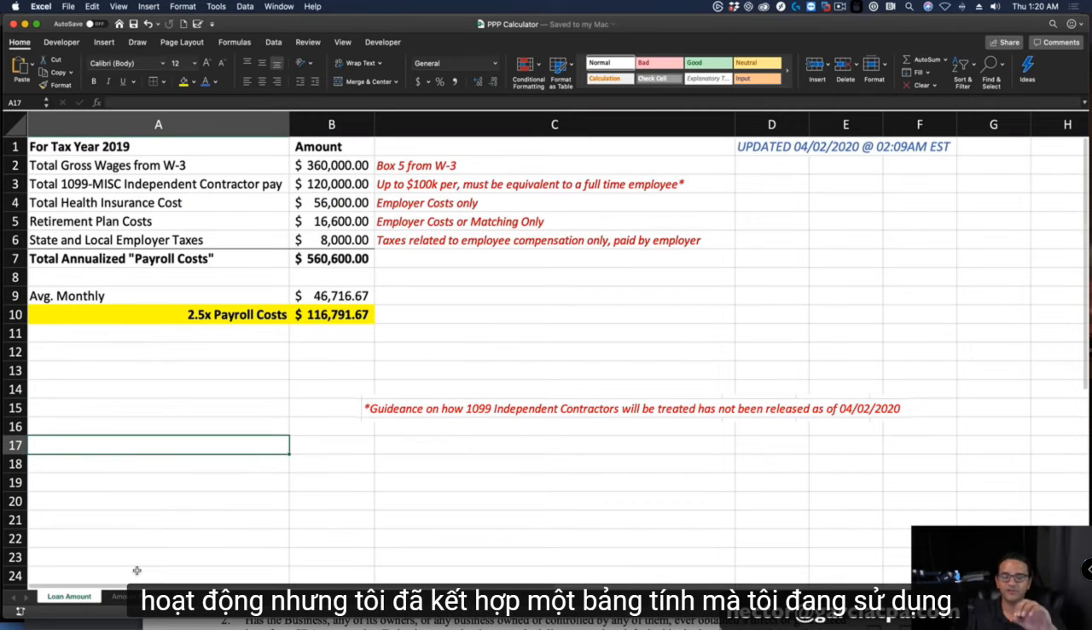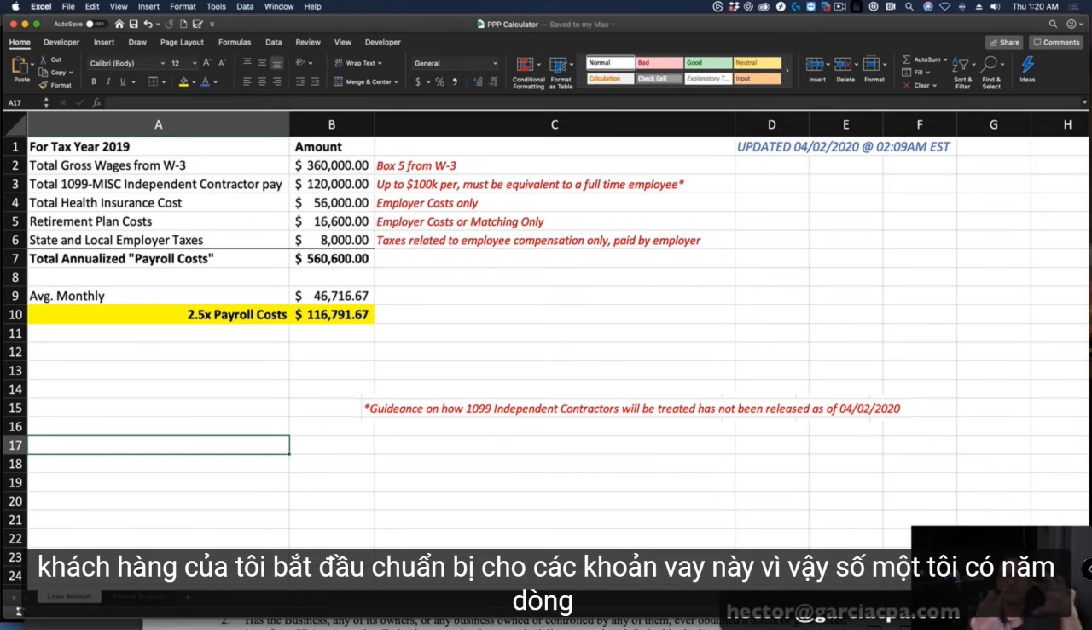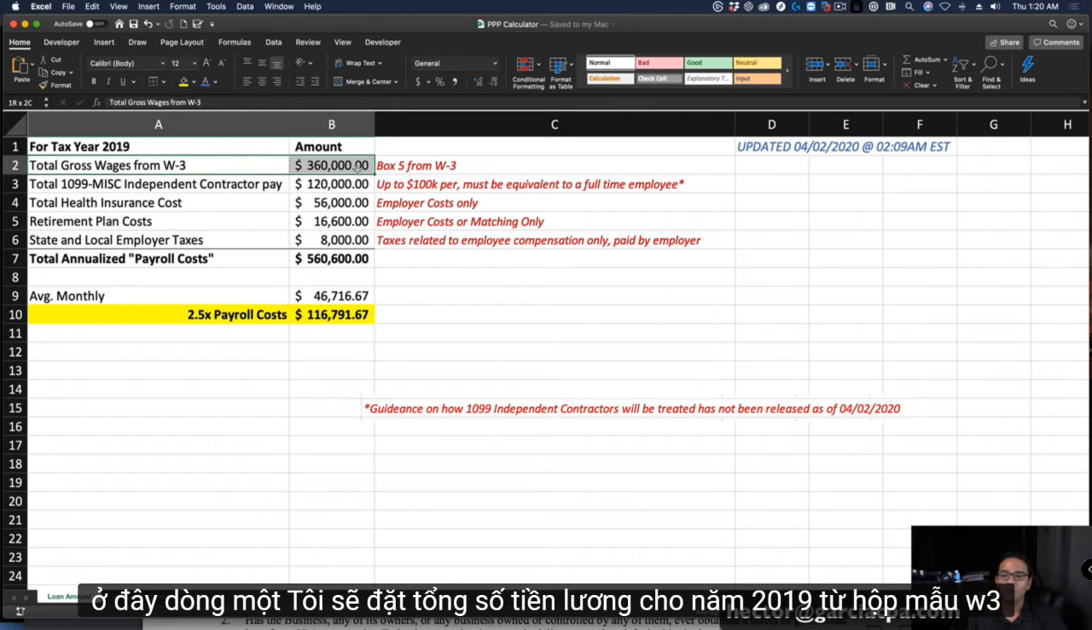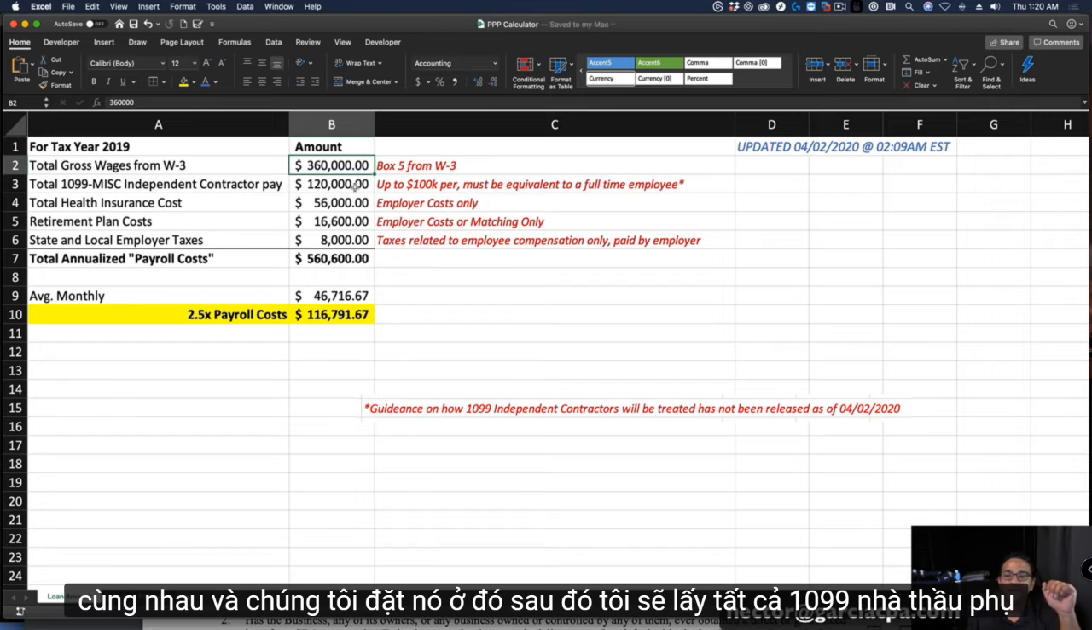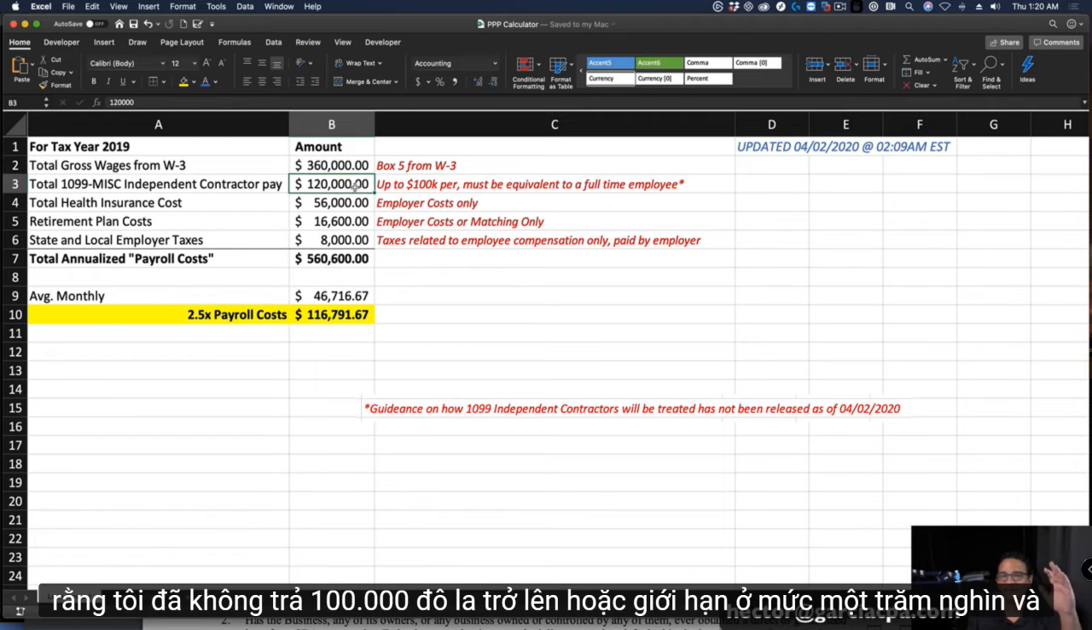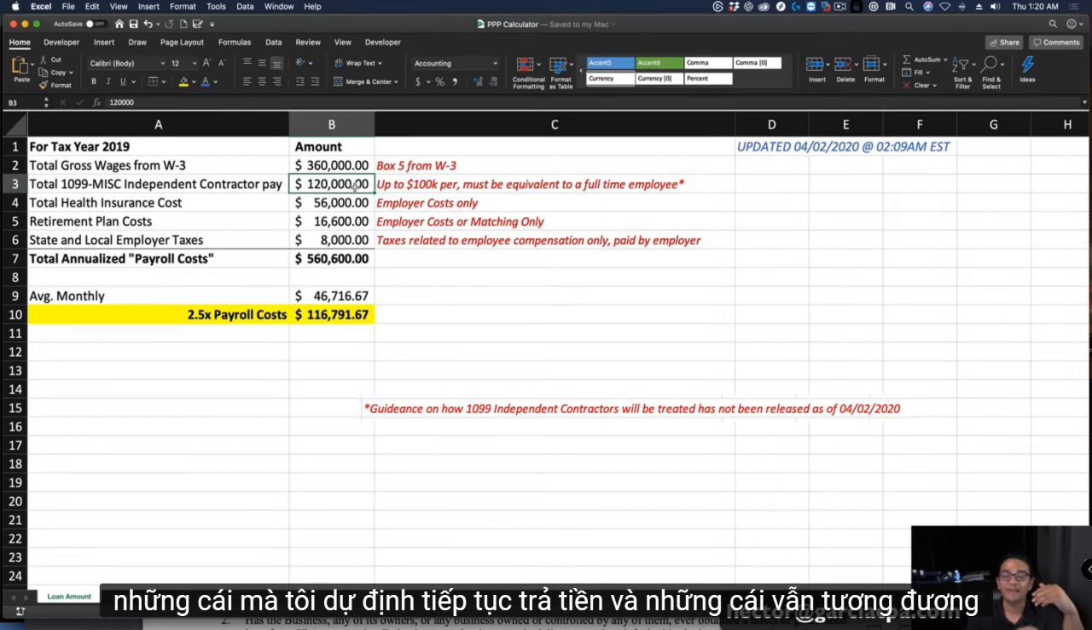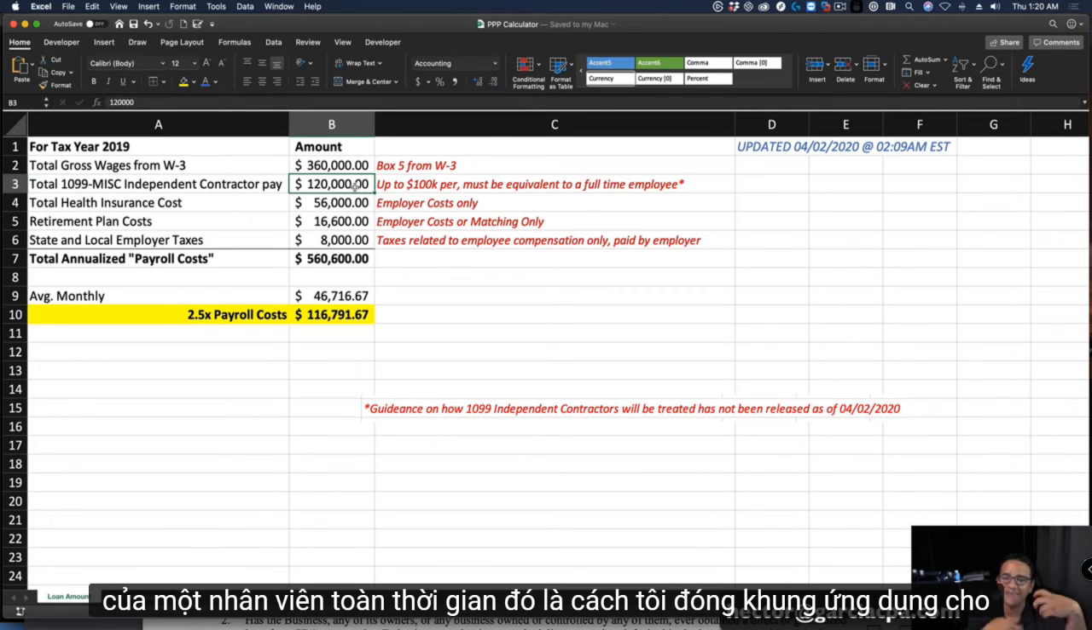But I put together a spreadsheet that I'm using already for my clients to start prepping for these loans. So number one, I have five lines here. Line 1, I'm going to put the total payroll for 2019 from the W-3 form, box 5. If you don't have a W-3, you can grab all the W-2s and add up all the box 5s together, and we put it there. Then I'm going to take all the 1099 subcontractors that I didn't pay $100,000 or more, or cap it at $100,000, and the ones that I intend to keep paying, and the ones that are still the equivalent of a full-time employee. That's how I'm framing the application together for subcontractors.